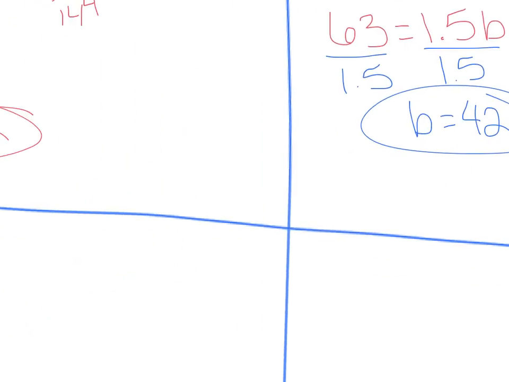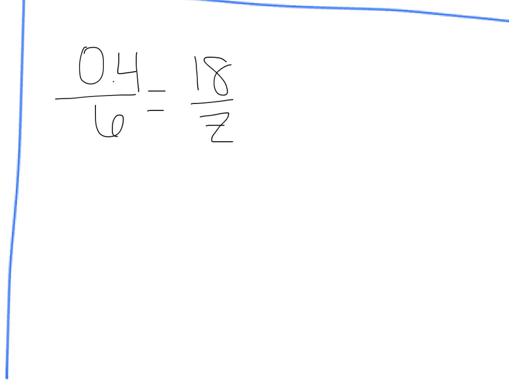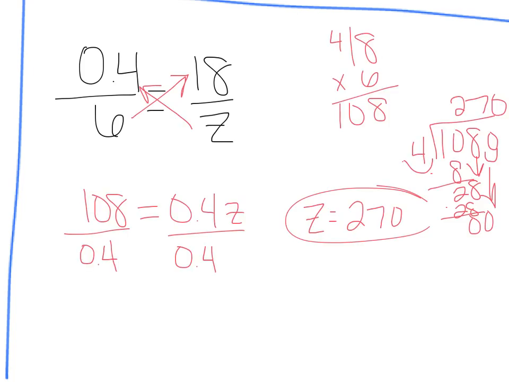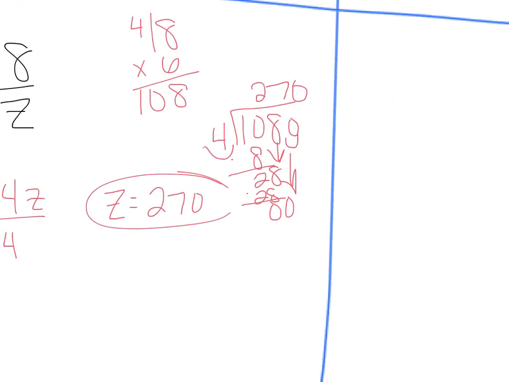Okay, I'm going to give you guys one to try out on your own. I want you to try 4/10 over 6 equals 18 over z. So go ahead and pause the video and work this one out on your own. And you should have got 270. If you didn't, I have all my work there, so compare your work to my work to see maybe where you went wrong.